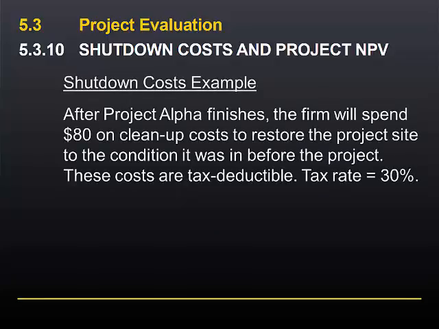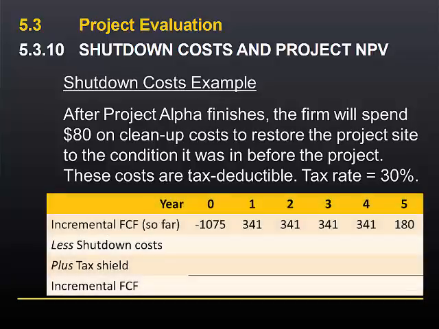After Project Alpha finishes, the firm will spend $80 on cleanup costs to restore the project site to the condition it was in before the project. These costs are tax deductible and the tax rate is 30%. These are the incremental free cash flows that we've arrived at so far. What are the incremental free cash flows in year 5 after taking into account shutdown costs and the tax shield?